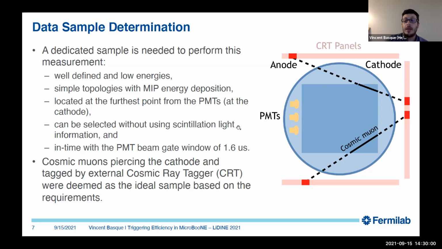We also wanted the selection to be independent of using scintillation light, which is not what a normal analysis does; it uses the scintillation light to match with flashes. So what we decided to do is use cosmic ray muons that pierce the cathode. We want cosmic ray muons that enter the TPC through the top or through the side and then exit, so that we don't have problems like Michel electrons or the Bragg peak. With this, we can select our sample by tagging with the CRT.